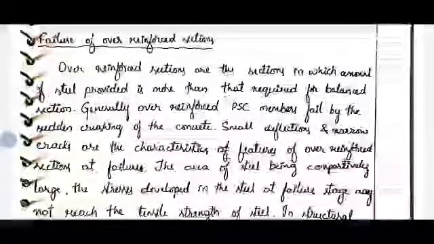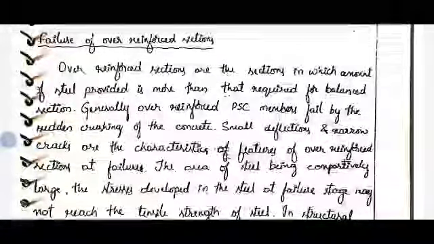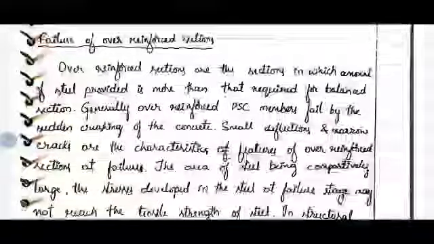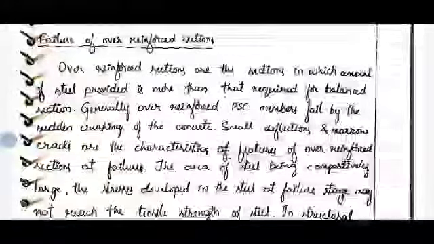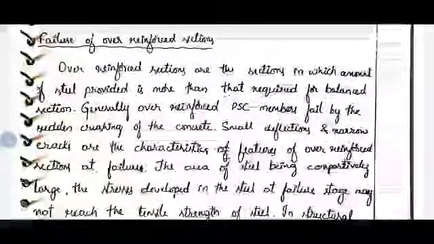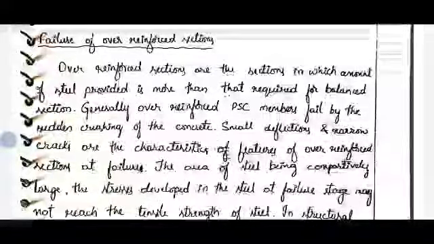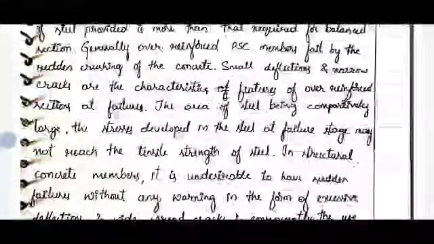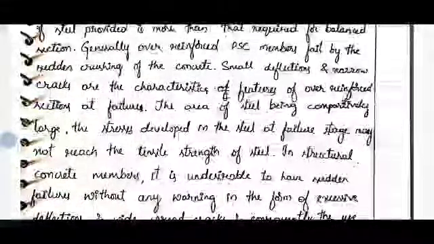So in this case, the concrete will get crushed in the compression zone. There will be no deflection at all, or very small deflection, and very narrow cracks will develop. The area of steel is large when compared to the area of steel required for a balanced section. The stresses developed in the steel may not reach the tensile strength of the steel.